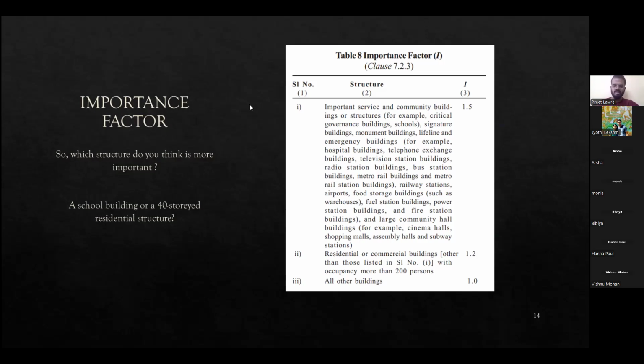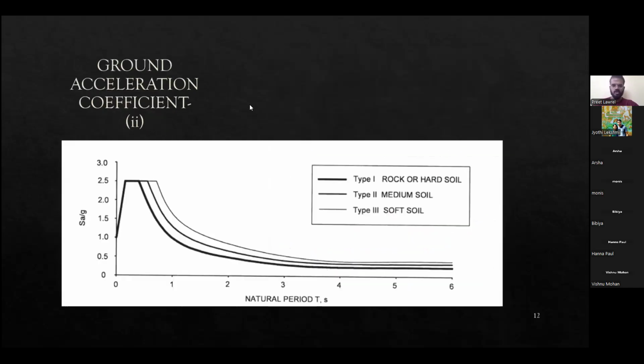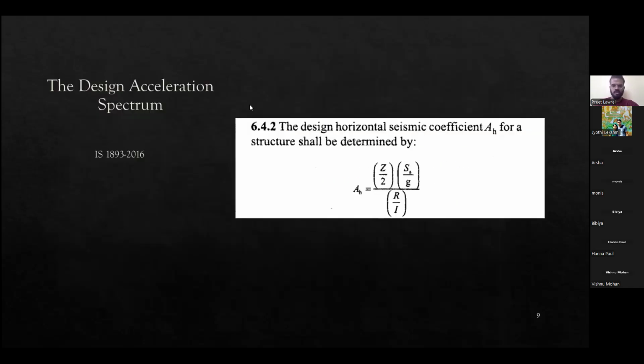Then you have your residential buildings. If your residential building has more than 200 people, the importance factor is 1.2. And if there are less than 200 people, and for all the other structures, it's taken as 1. So if we go back to our key equation, the importance factor is in the denominator of the fraction on your denominator. That means it will come to the numerator. So greater the importance factor, greater is the force that will be taken into your design.